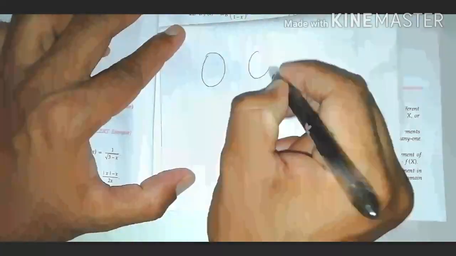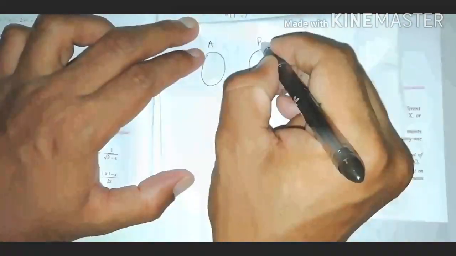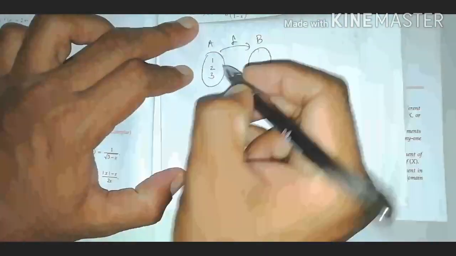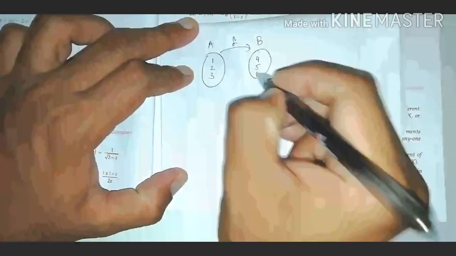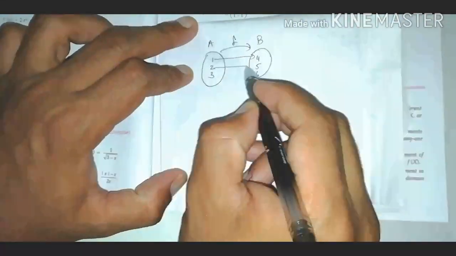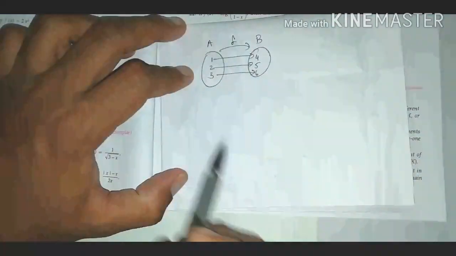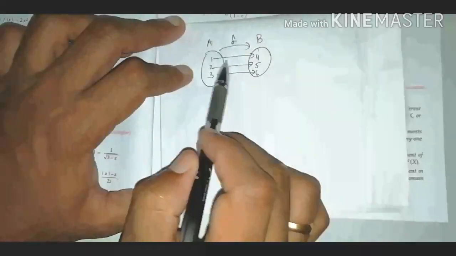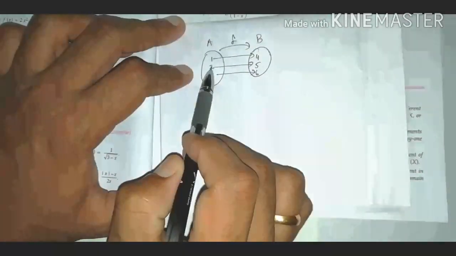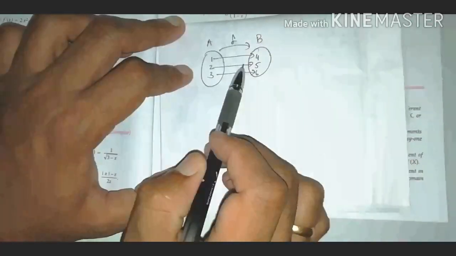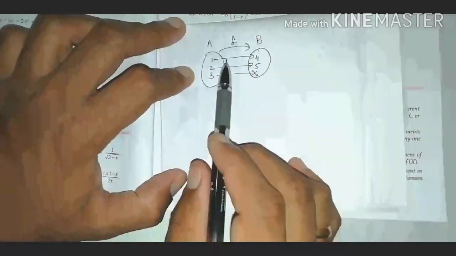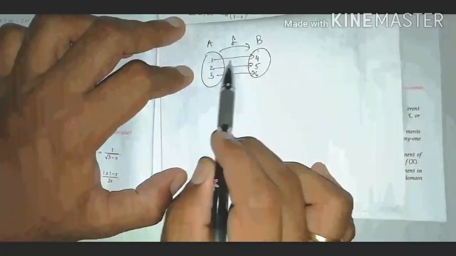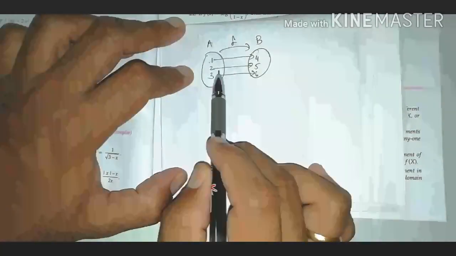Suppose there are two sets A and B, and the function is defined like this. Here 1, 2, 3, and here 4, 5, 6. Here 1 is related to 4, 2 is related to 5, and 3 is related to 6. Here one element in the first set is related to different elements in the second set. That means 1 and 2 are different, and their images are also different. That is one-one: one element of A has one image in B. That is, we can see different images.